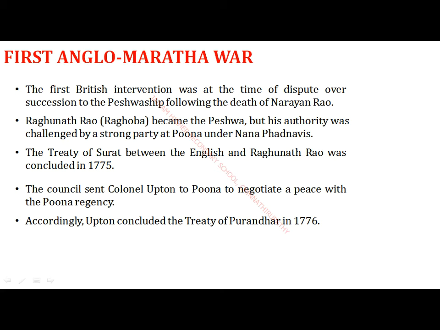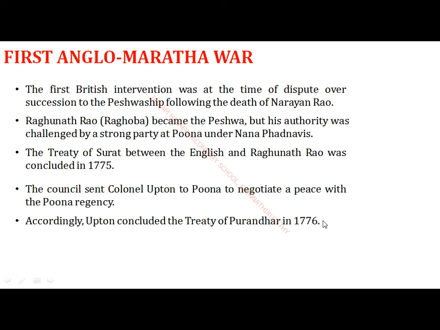Okay, children. So, for a peace with the Pune Regency. Pune Regency means whom? The side of Narayana Rao's wife, Ganga Bai's side. So the British sent a person, Colonel Upton. Upton concluded the Treaty of Purandar in 1776.